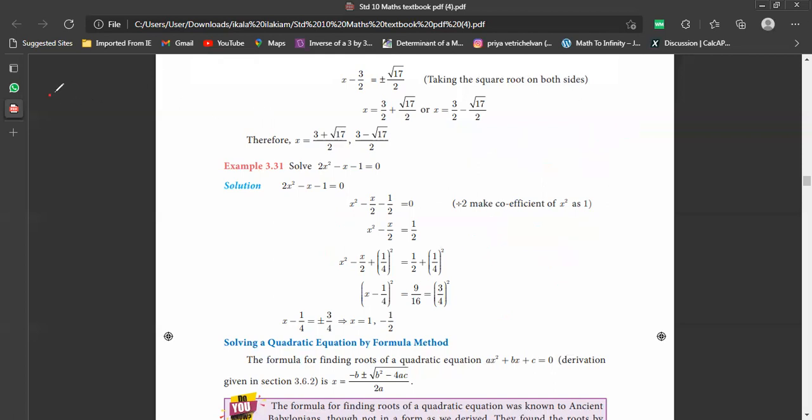x square minus x upon 2 is equal to 1 by 2. Take the left hand side alone and solve. x square minus x by 2.